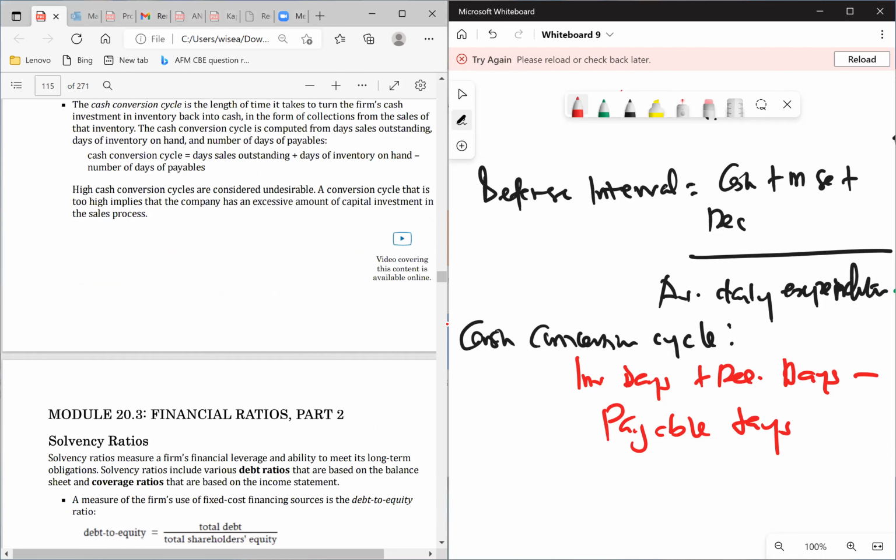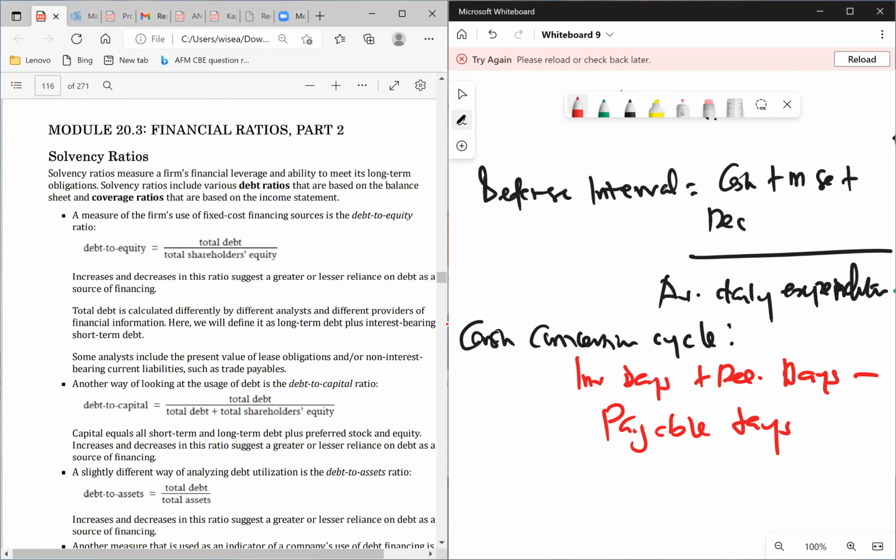We have the debt to equity ratio, which will be total debt divided by total shareholders' equity, one of the very important metrics. What is the meaning of debt to equity ratio? It measures the use of fixed cost financing sources. So what's the ratio of your debt to your equity? And the higher your debt to your equity, it means that your capital structure is highly geared.